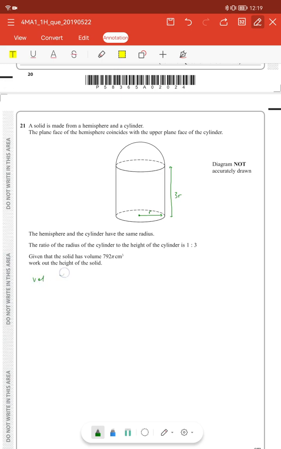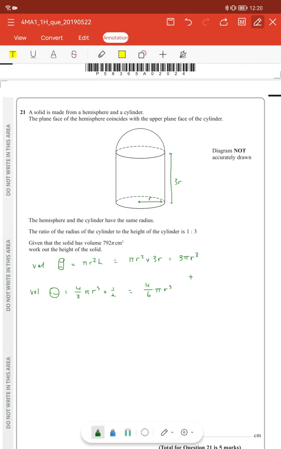Well, we know that the volume of a cylinder is going to be pi r squared h. And if we go up to the formula sheet, you'll see the volume of a sphere would be 4/3 pi r cubed. But what we need to do is we only want half of it, so we times it by a half. Now this would be pi r squared times 3r, which would give us 3 pi r cubed, and this one would give us 4/6 pi r cubed. And what we can do is we can add these two together.